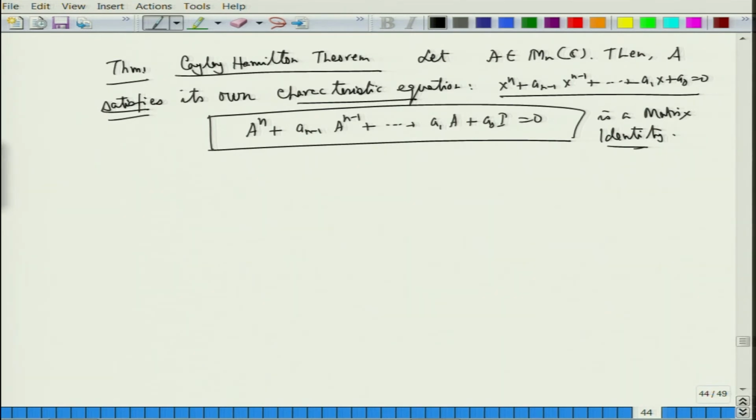All right. I have given you the proof. So look at some of the examples here. Example 1. So, let us take A as 1, 2, 1 minus 3.